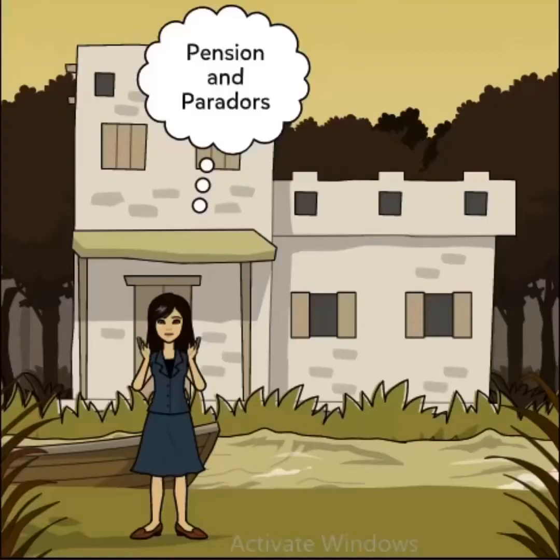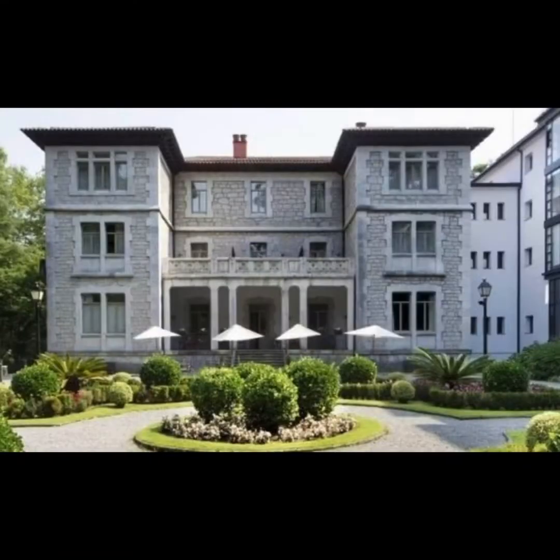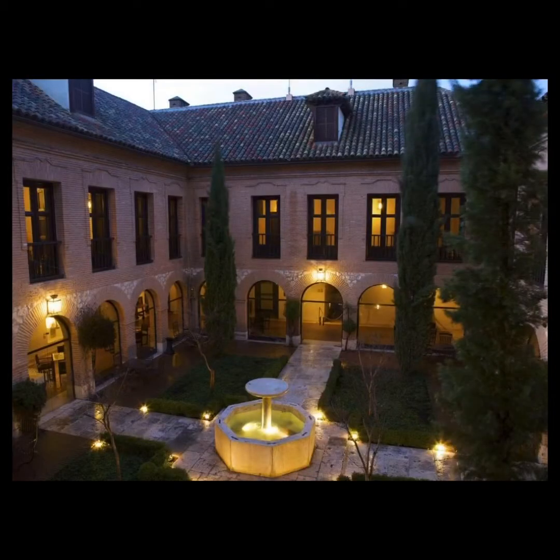Next is Paradors. Paradors are a kind of luxury hotel in Spain where the government converts buildings like convents, monasteries, and castles into hotels, which are operated and owned by the government. Parador came from the word parar, which means to stop, halt, or stay.